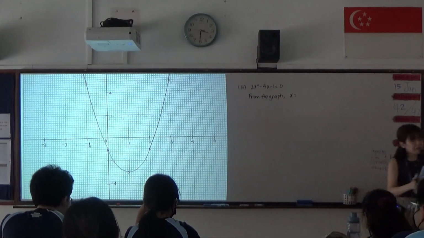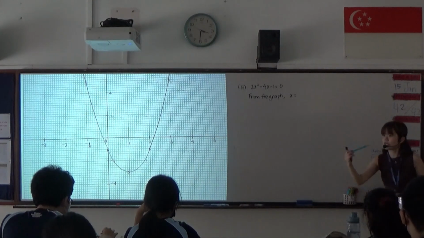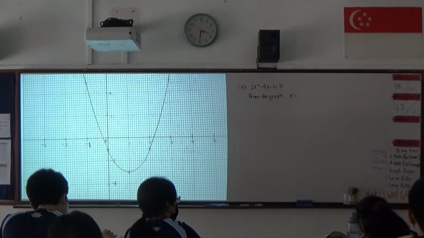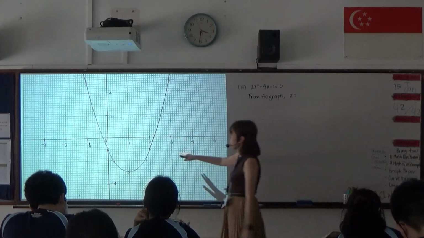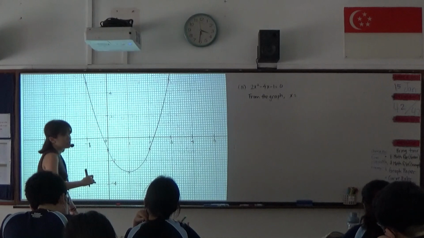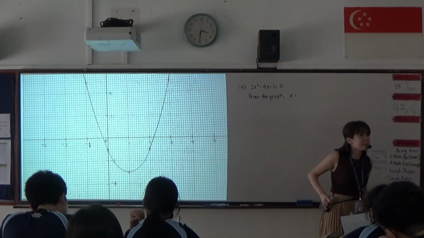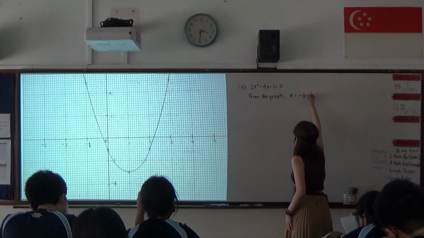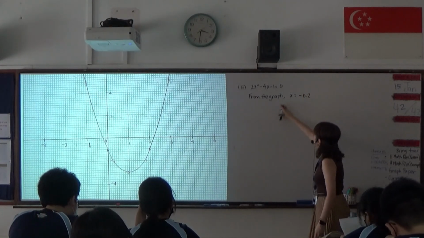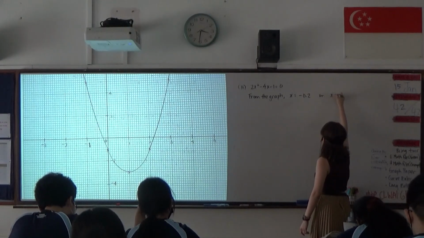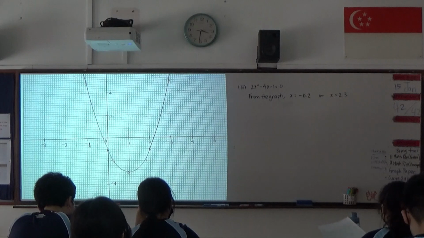So from the graph itself, what's the value that you got? Let me just try to summarize myself here. Farid, what's your x value? What values do you get? Okay, negative 0.2, and the other one? 2.3. Okay, do we agree with these values?